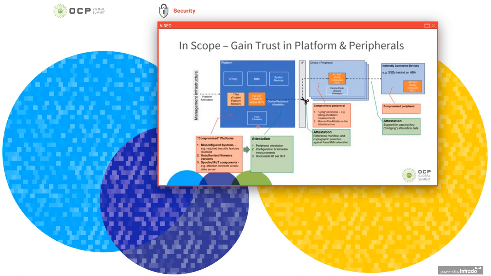When the platform boots, it needs to perform attestation to verify its configuration and the configuration and firmware versions of all of the peripherals connected to it, and basically admit them in if they are acceptable and block them if they are not. So that's what attestation does. It's really the way to get trust in your platform and the whole system.